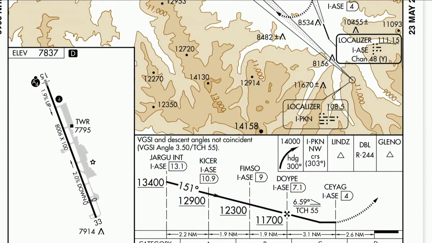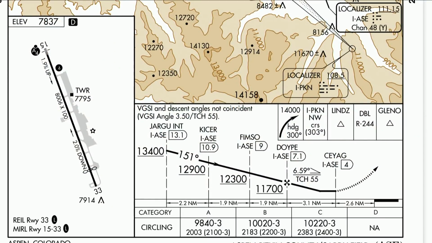Okay, so there's a couple things. Typically, you'll see it published on the FAA chart. Let's go in there. You can see it published in the profile view. So in this case, the VGSI angle is 3.5 and our descent angle is 6.59. So you'd see it on FAA charts typically written in the profile view.